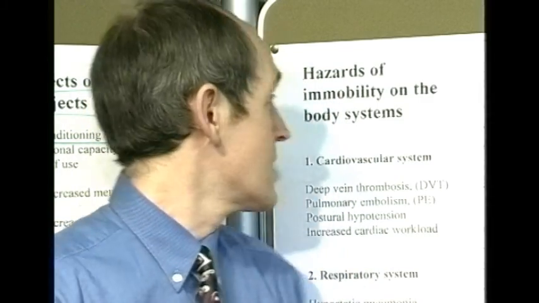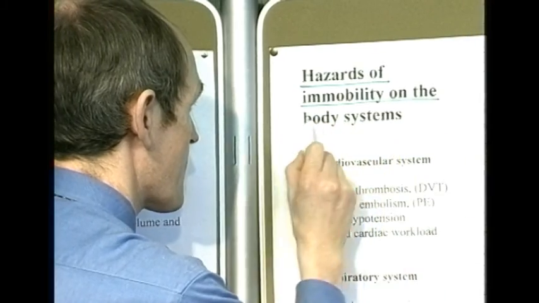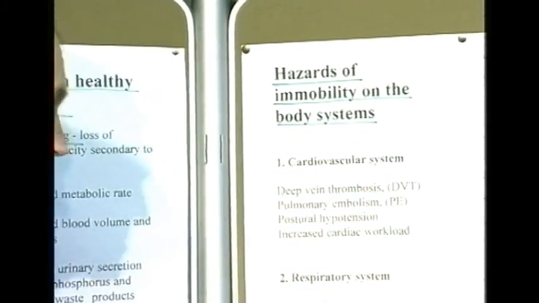Now, immobility can adversely affect virtually any part of the body, but we're going to focus in on certain systems. What I'm going to do now is run through briefly the systems we're going to look at in this video that can be adversely affected by immobility. So, hazards of immobility on the various body systems. A systemic approach to this.